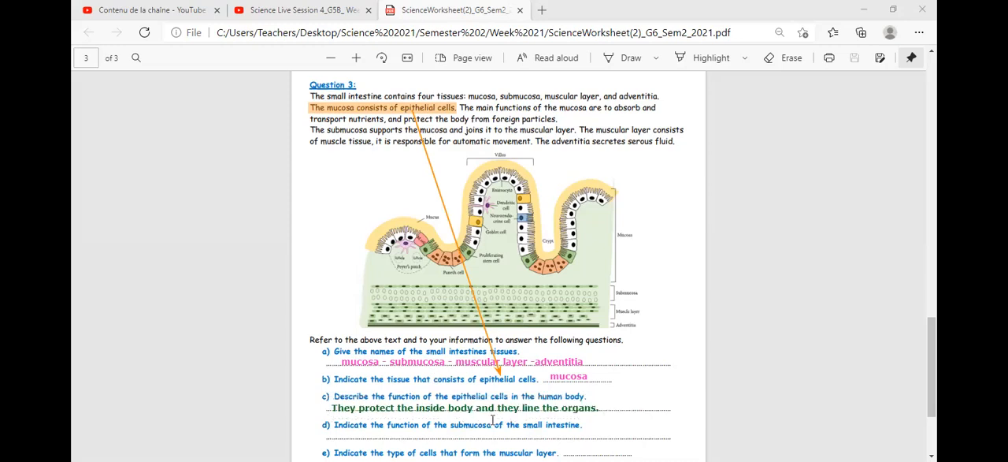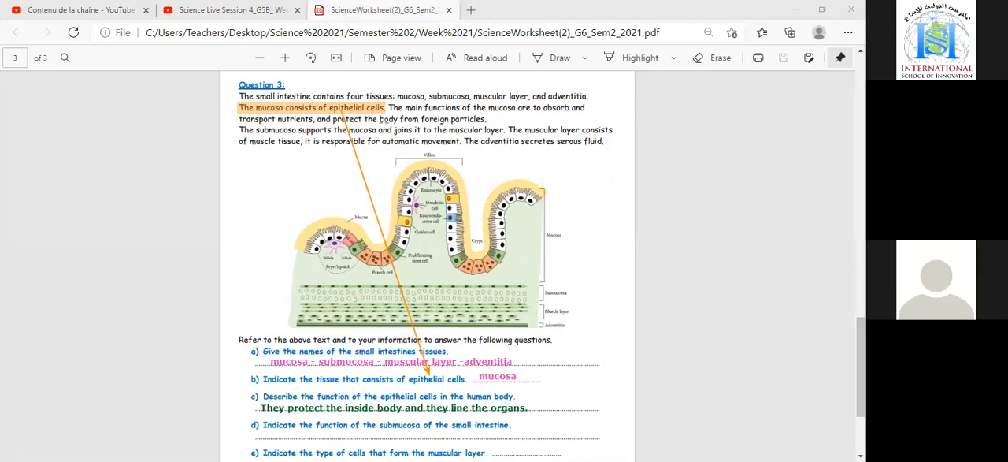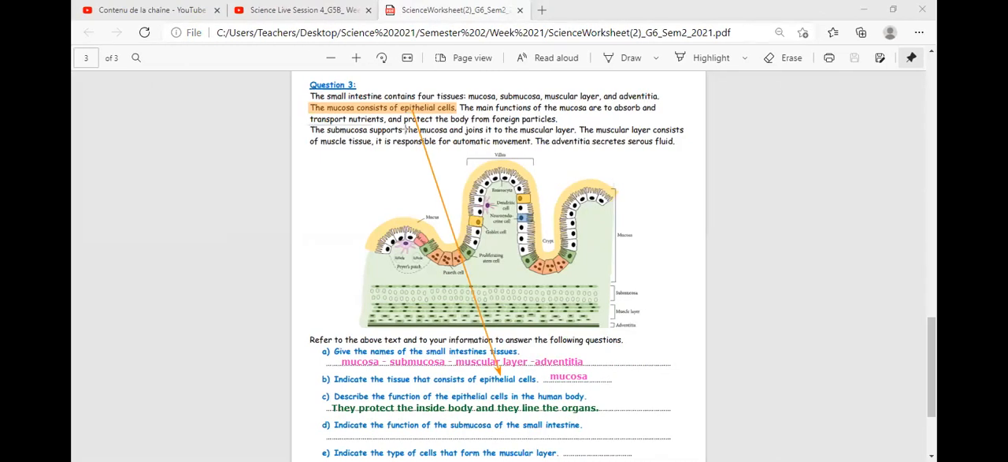What's the function of the submucosa? To support the mucosa and join it to the muscular layer. Bravo Angelina. The submucosa supports the mucosa. That's the function. Which type of cells build the muscular layer? Muscular tissue. Muscular cells.